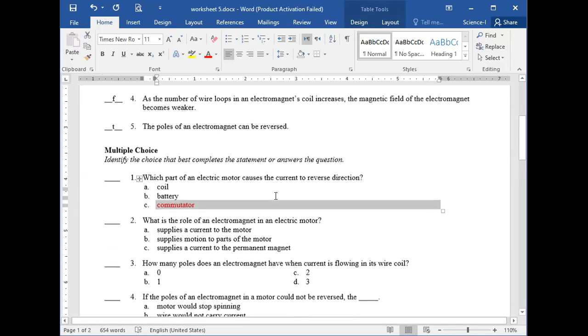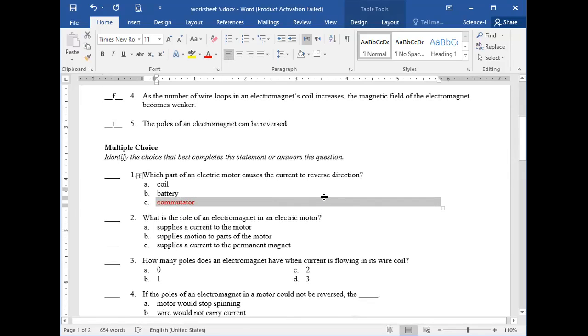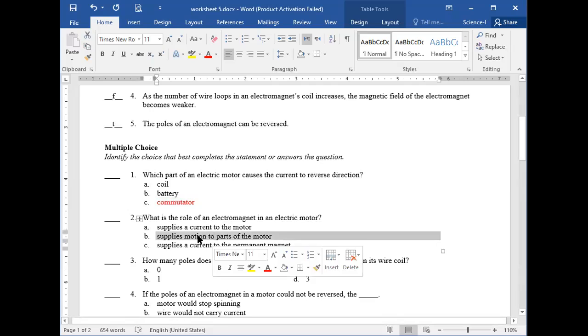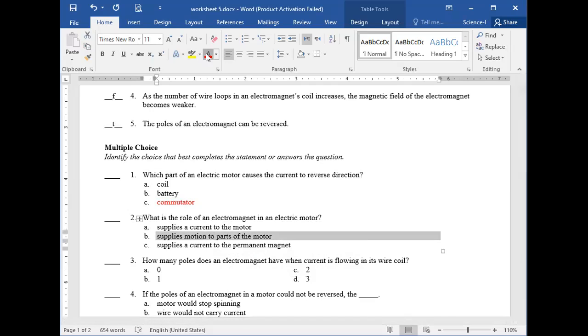So commutator, C. Question number 2, what is the role of an electromagnet in an electric motor? What is the purpose, or what does the electromagnet do inside the motor? Yes, Maya? A, supplies current? Does the electromagnet produce current, or does the electromagnet use the current? B, yes, motion. That's the idea. It uses current to create motion.